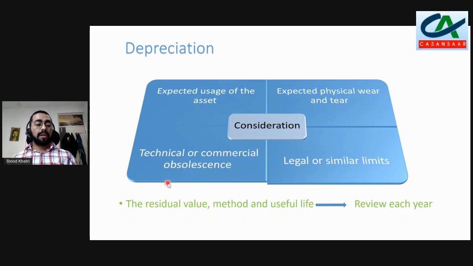And one more important thing about accounting standards: as per accounting standards, the company or organization should review every year the residual value of the asset, the method, and the useful life of the asset, so that they will know the actual estimated residual value, method they should use, and useful life every year before presenting in the financial statement.